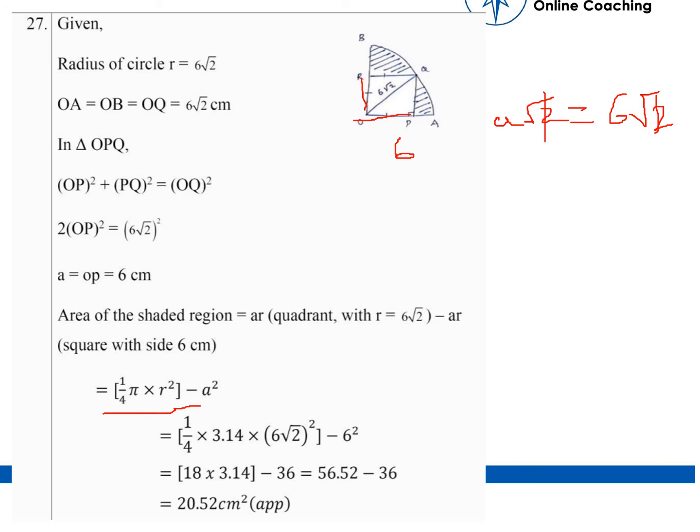So we put the values, and the area of the square is a square, and a is 6, so 6 square, which we already found out. So on simplifying, we get 56.52 minus 36, which gives us 20.52 centimeter square approximately.